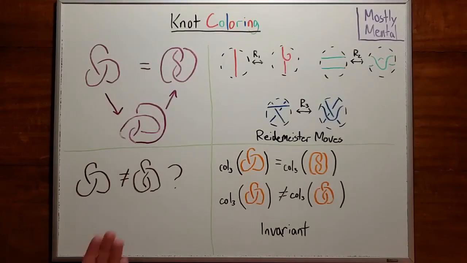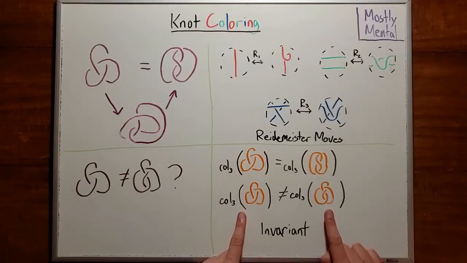But how can we prove that two knots are different? The key idea here is to find some property of a knot that doesn't change no matter how we rearrange the string. That is, we're looking for what's known as an invariant. And then if we find two knot diagrams have different values for some invariant, they must represent different knots. There are a lot of interesting knot invariants, and we'll look at several in depth in future videos, but the ones we'll start with today are the colorings and quandles.